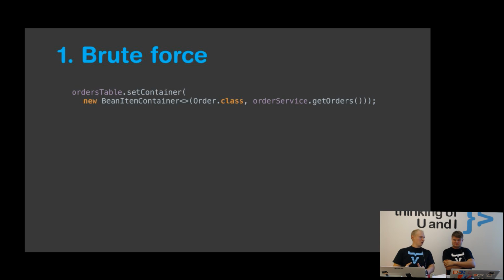So in my application here, I have three kind of approaches that people typically do in their applications. The first is the brute force way that most people start off with, writing their application and putting the items in there. So basically what we do here is we have some order service that we call to get all the orders, and we wrap them in a bean item container and just set that to the table that we have.